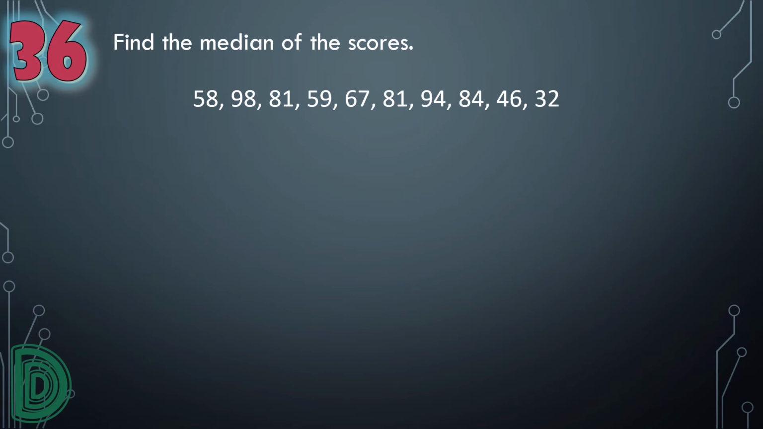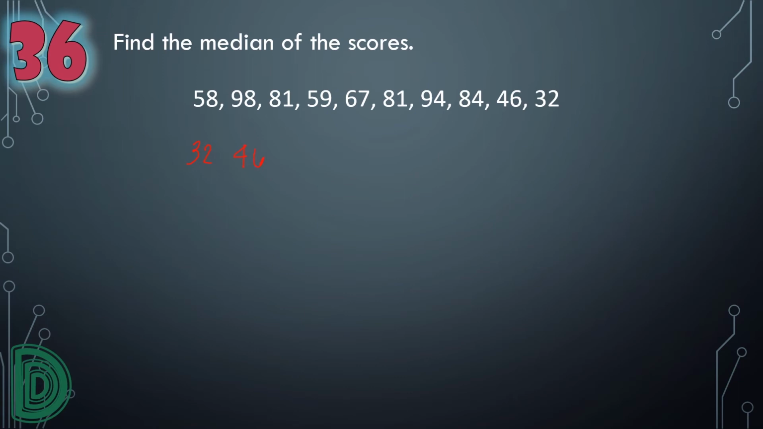To find the median of the scores, since we only have 10 scores, we will use the median for ungrouped data. And to find the median, our first step is to arrange the scores in ascending or descending order. This time, let us arrange the scores in ascending order. The smallest value is 32. So we have 32. Next is 46.